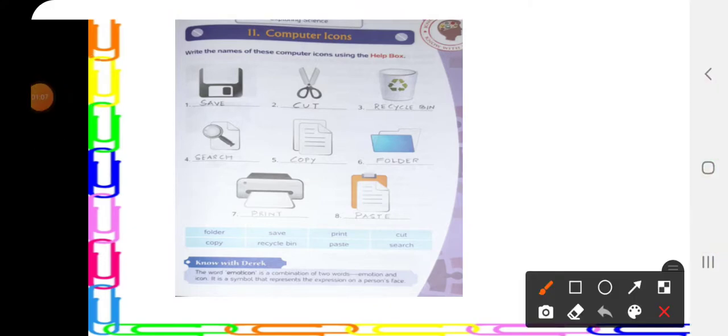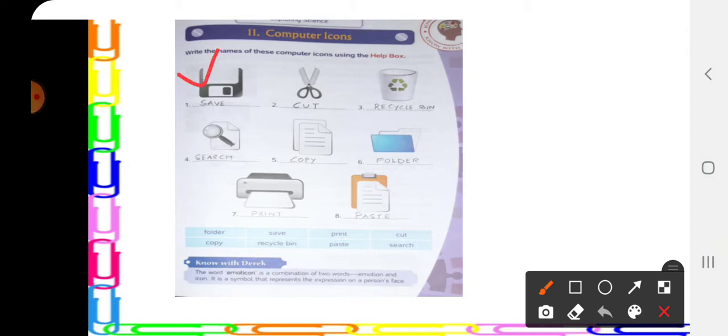So first we'll be doing computer icons, okay, and it is about exploring science. The topic comes under exploring science and this is about computers. So here some pictures are shown, children, and you have to write the names of these computer icons using the help box. So you know that you see many pictures in the computer. So these are some pictures which are related to computers. So we are going to see the pictures and we are going to write down the names of each. Okay, so let's begin children. So we'll take the help of the help box.